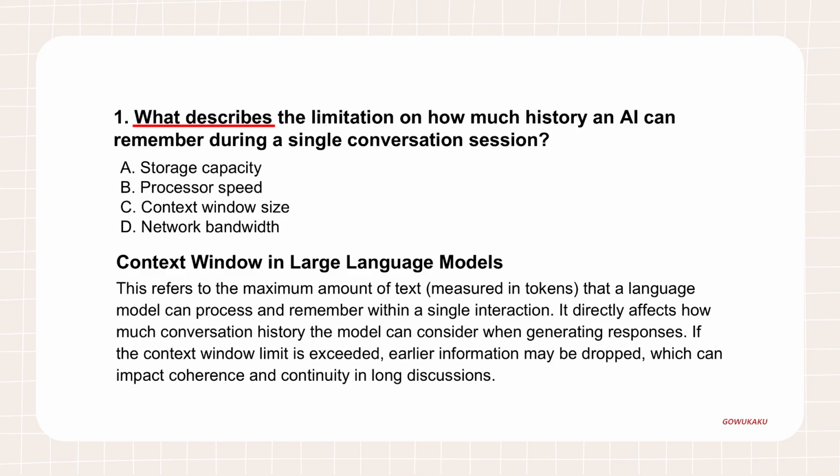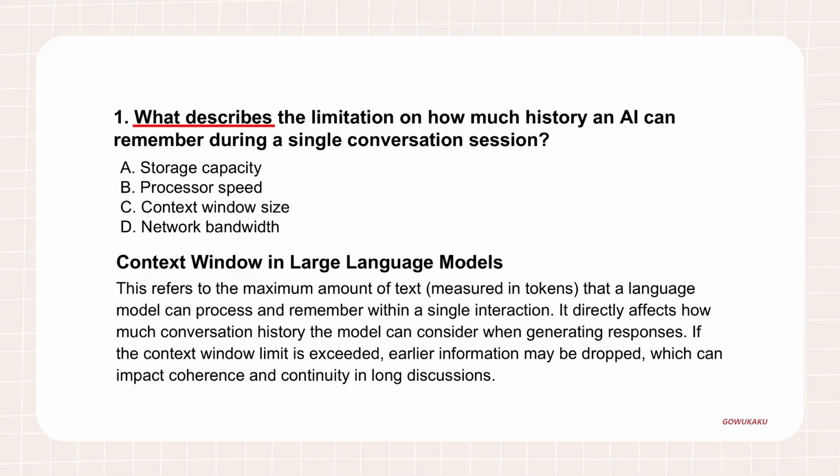So here are your options. Is it A, storage capacity, B, processor speed, C, context window size, or D, network bandwidth? What's your gut reaction? Well, if I'm just guessing, storage sounds right, because it ran out of space to store my words. And that is exactly why storage is the main distractor.